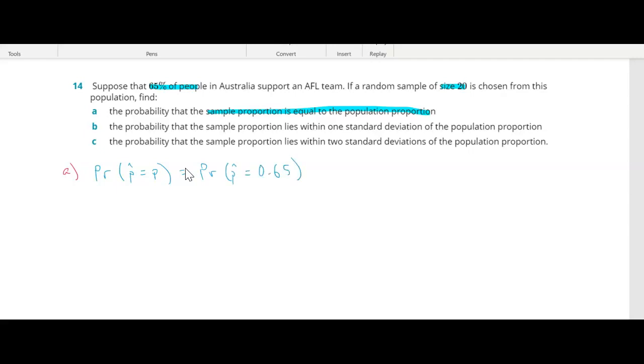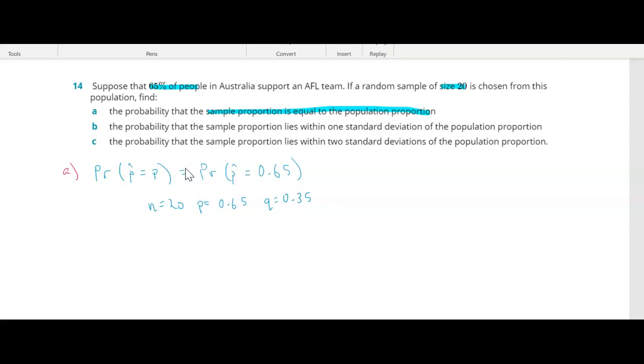Okay, so as you saw in the video, we can use the binomial distribution. Just remember that we're looking at different P's. P is your probability of success, but can also be your population proportion, so don't get them mixed up. Our sample size is 20. Our probability of success is 0.65, and probability of failure is 0.35.